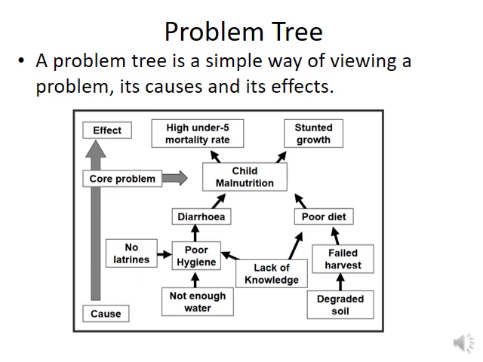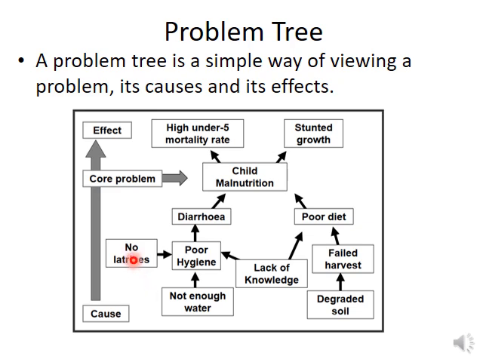So a problem tree is a simple way of viewing a problem, its causes and its effects. We always start with the core problem. It's like the trunk of the tree. In this case, the core problem is child malnutrition. Kurang gizi untuk anak-anak. Now, below this, the roots of the tree, the akar, are the causes, penyebab. And here we see a variety of them.